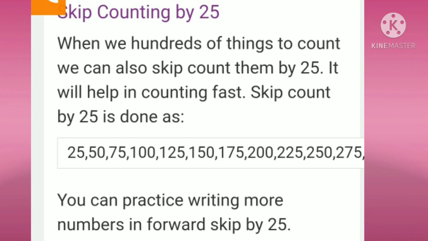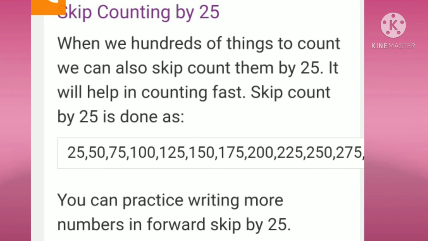Now we will do the skip counting by 25. That means it is the table of 25. When we have hundreds of things to count, we can also skip count by 25. It will help in counting fast. Skip count by 25 is done as follows.